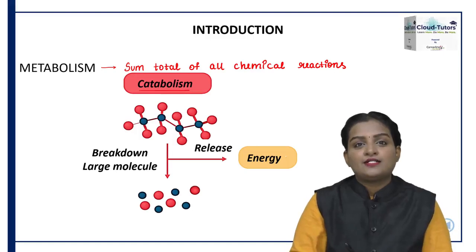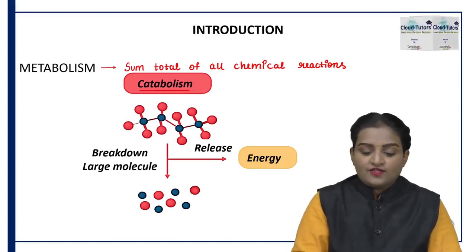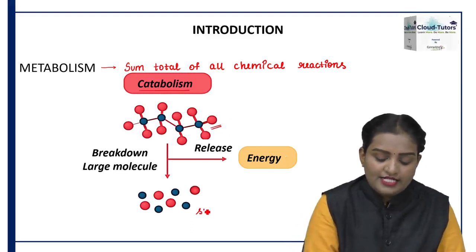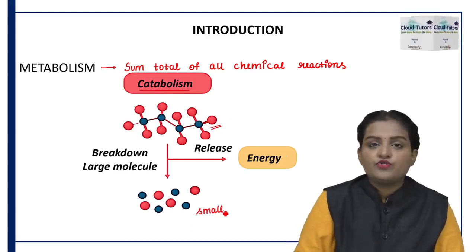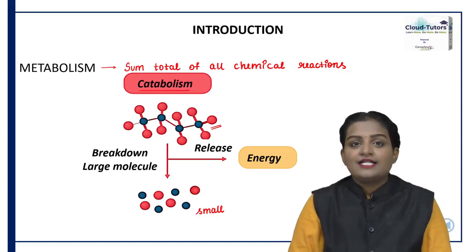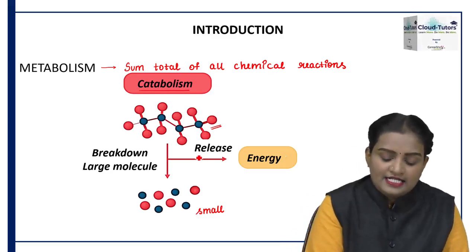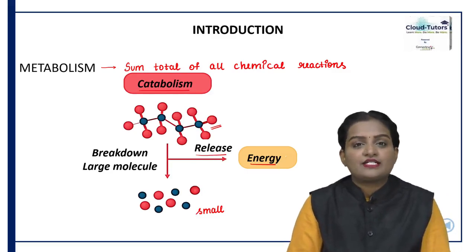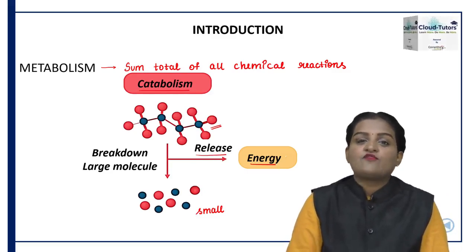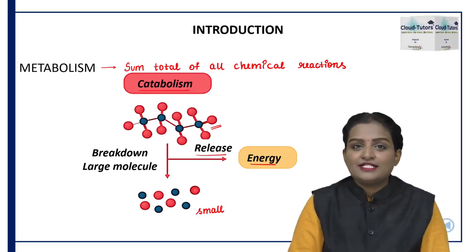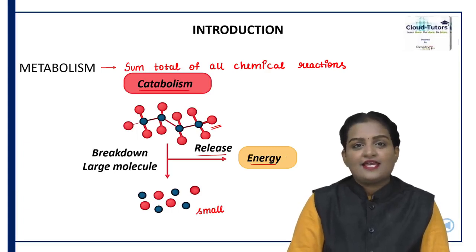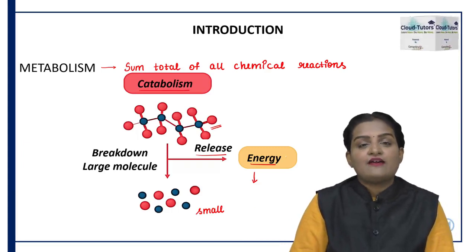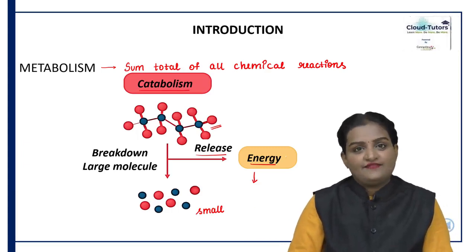Catabolism is to cut a large molecule. So here you can see a larger molecule is broken down to release smaller subunits or small particles. During this, you can see that there is release of energy. So in simple terms, it can be termed as breakdown of large molecules into smaller units, which releases energy. And this energy can be utilized by our cell for other activities.